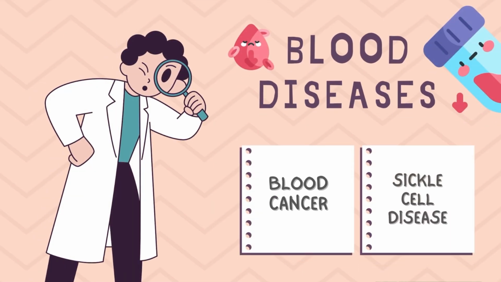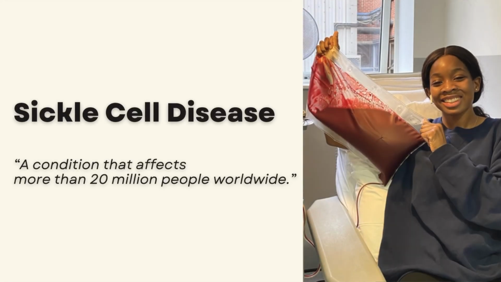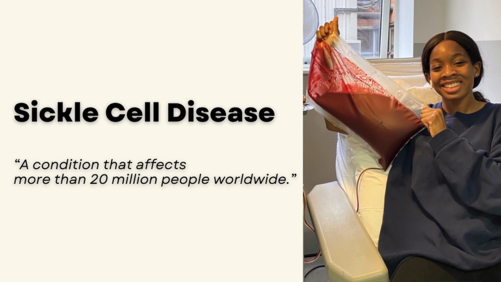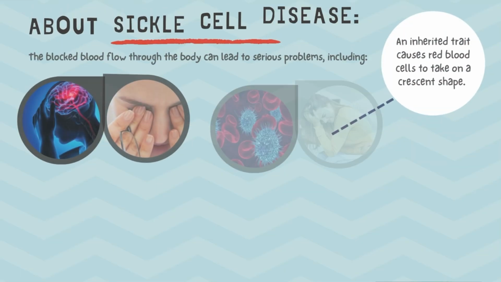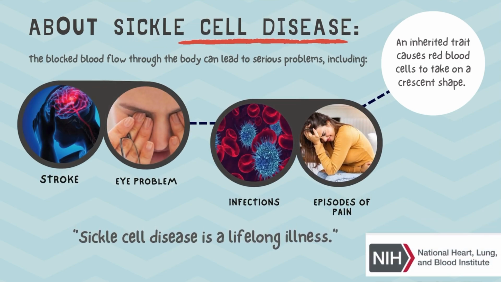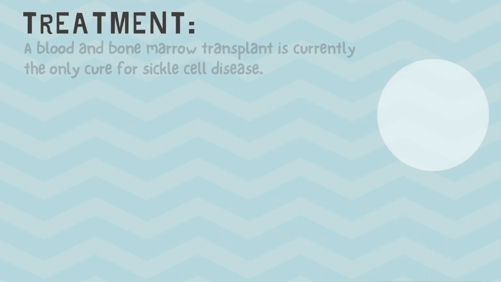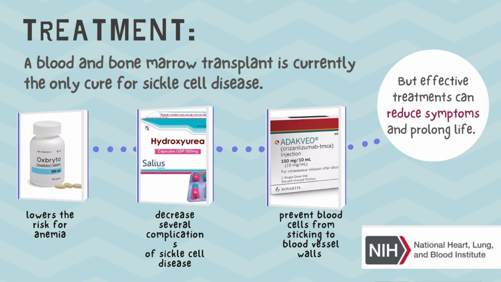So now let us move on to the blood diseases. For this discussion, we have two. First is sickle cell disease and the second is blood cancers. Sickle cell disease is an inherited trait that causes your red blood cells to take on a crescent shape. It affects over 100,000 people in the United States, mostly Black Americans. It can severely impact how blood functions and can be life-threatening. Unfortunately, blood and bone marrow transplant is currently the only cure for this disease, but symptoms may be reduced by some oral drugs such as voxelotor and hydroxyurea, and crizanlizumab, which is an injection.